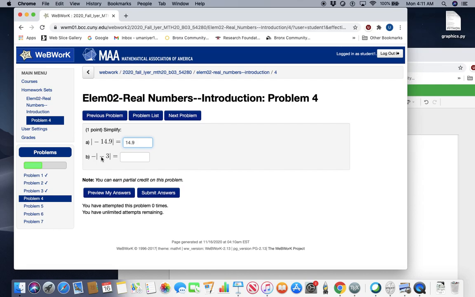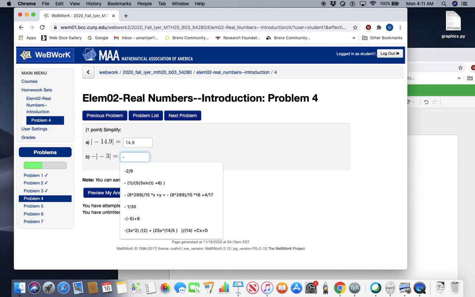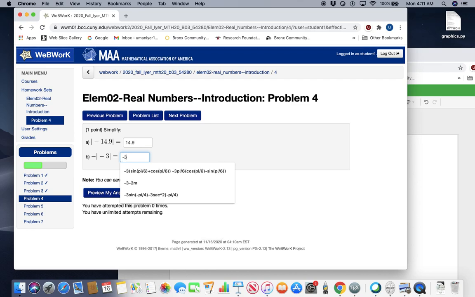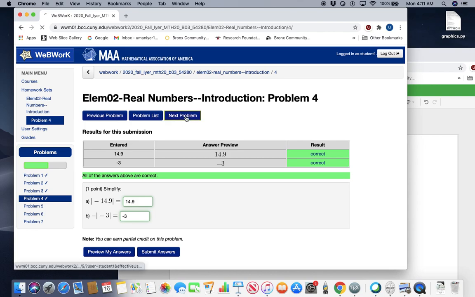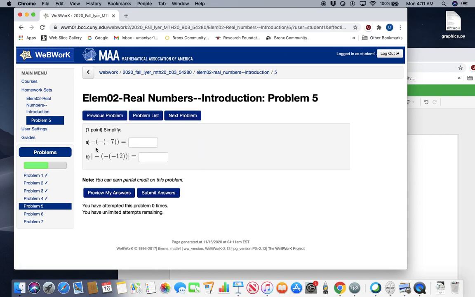Negative of absolute value of -3. So the negative outside is still negative, whereas absolute value of -3 is a 3. Okay. Negative of negative of negative. There are 3 negatives. So overall, a -7. Okay. 2 negatives make a positive, 1 negative survives.